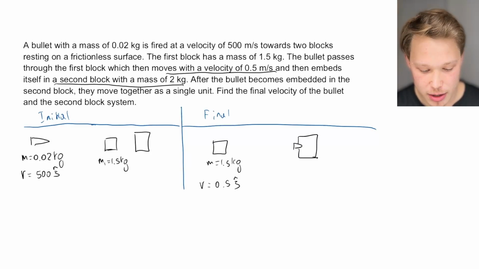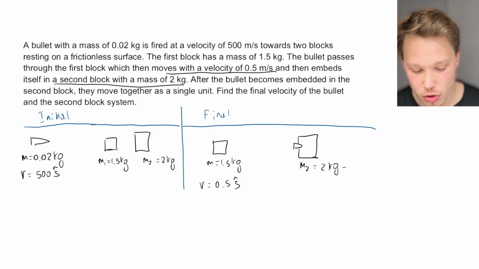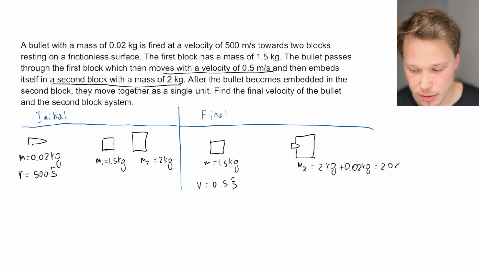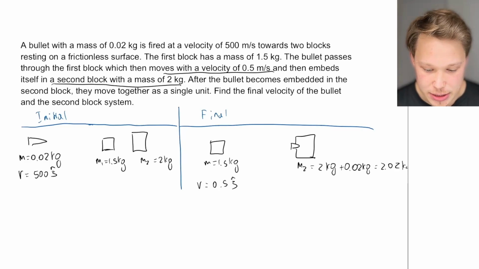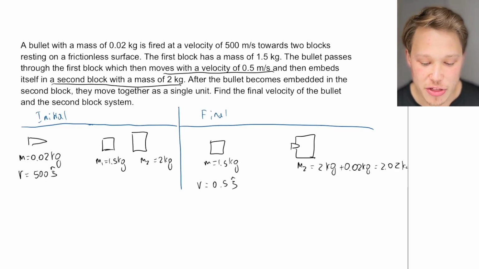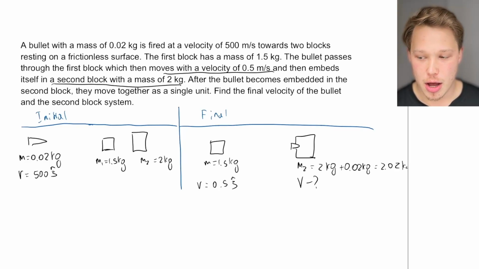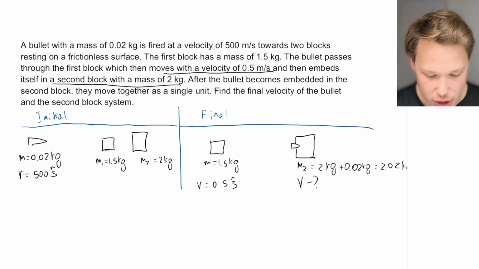So here's the second block that had a mass of 2 kilograms. But now since they're together, the total mass is going to be 2.02 kilograms. After the bullet becomes embedded in the second block, they move together as a single unit. So we need to find the final velocity of this block and bullet combination. Great. Okay, no problem. So let's take a look. It says that initially these blocks are at rest, so their velocities are 0.